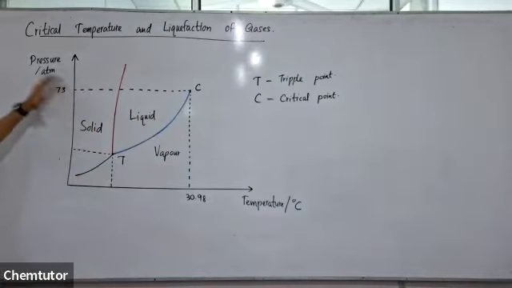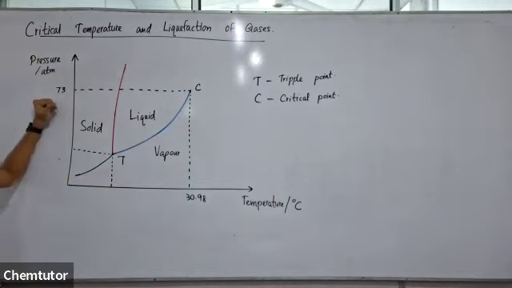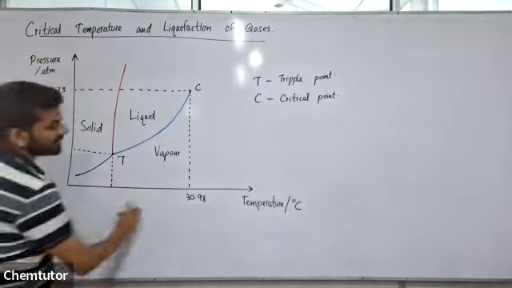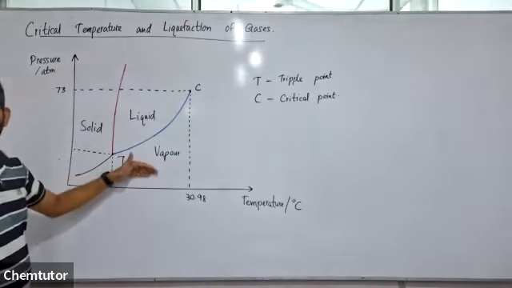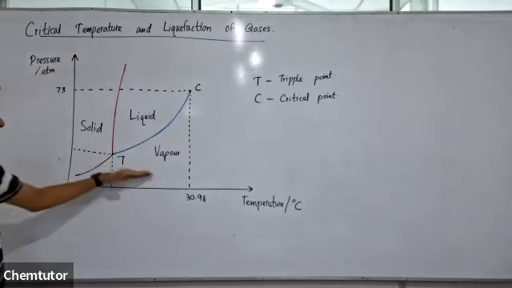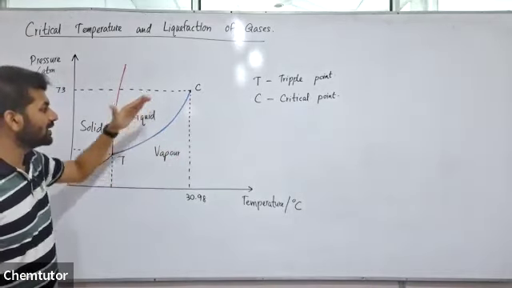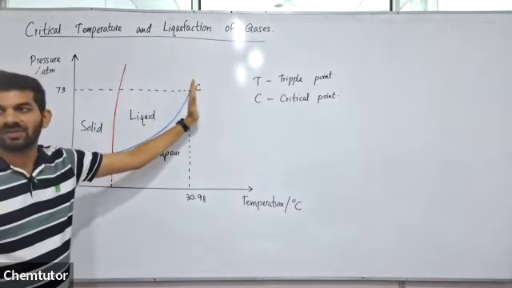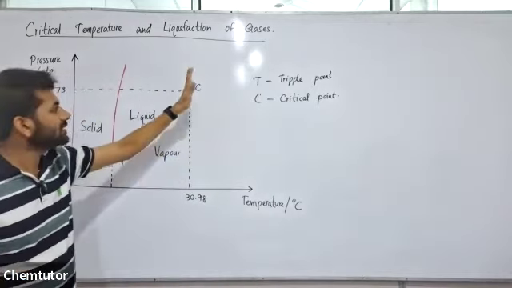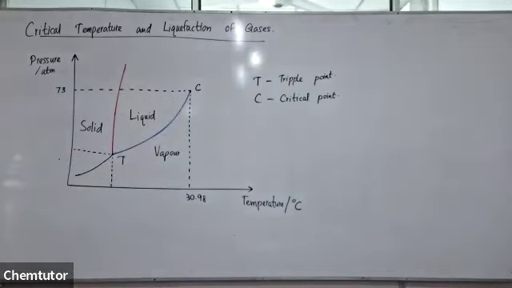Now we know that at high pressures and low temperatures, substances stay as solids. At high temperatures and low pressures, they will exist as gases. The pressure is less and the temperature is high, so therefore they are vapors. So we can compress and liquefy this vapor into liquid only up to the critical point. The curve stops over here. That means we cannot liquefy that gas further into the liquid. Did you understand?